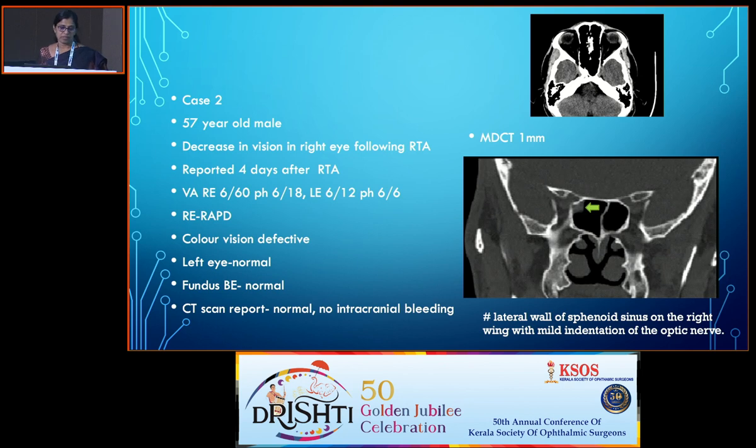This case is a 57-year-old male. He presented with a decrease in vision in the right eye following RTA, and he reported 4 days after the RTA. His visual acuity in the right eye was 6/60, improving to 6/18 with pinhole. Left eye vision was normal. Right eye RAPD, color vision was defective, and fundus was normal in both eyes. CT scan showed a fracture in the sphenoid sinus on the right wing with mild indentation of the optic nerve.